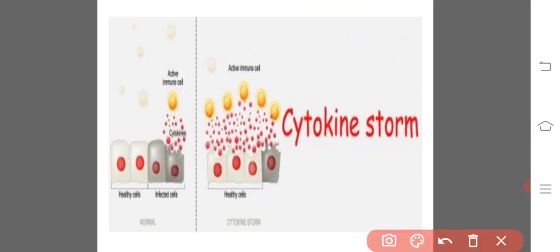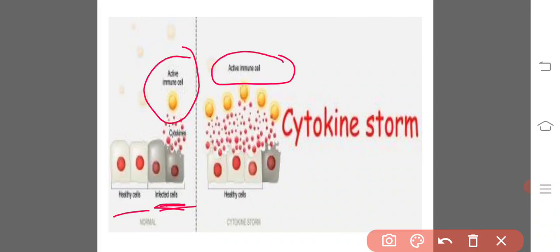In general, a normal cell is a healthy cell and there is an infected cell. An infected cell interacts with the cytokines produced by the active immune cell. An active immune cell has the capacity to produce cytokines which interact with the infected cells rather than the healthy cells. Now, whenever there are more active immune cells, the secreted cytokines of all these immune cells not only interact with the infected cells but also interact with the healthy cells and cause damage to the healthy cells.